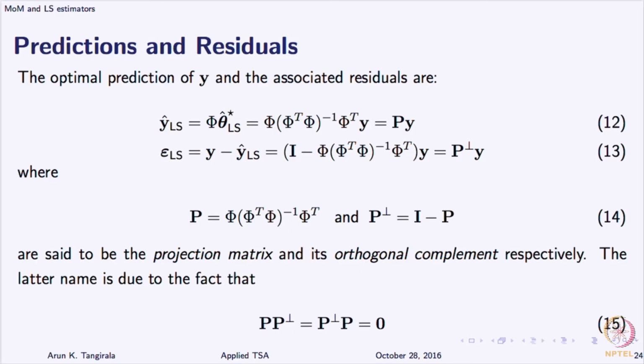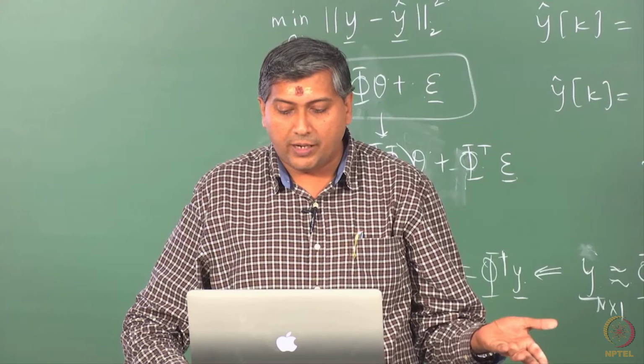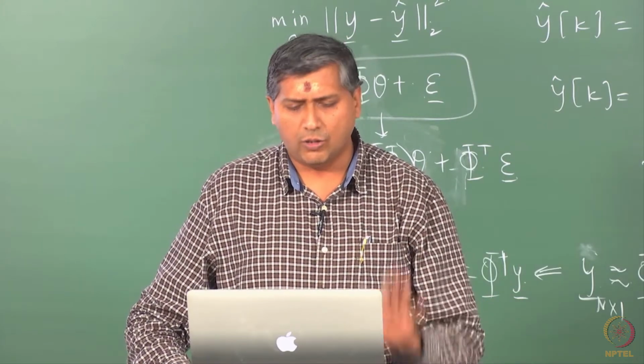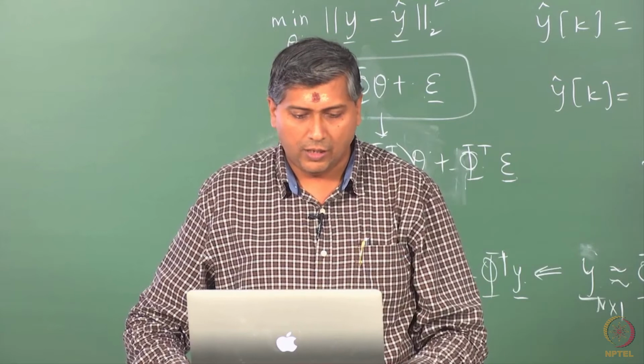These equations that you are seeing are being provided for two reasons. One is to compute the predictions given a set of observations, and the other one is of course computing the residuals, and to reaffirm the fact that epsilons are indeed orthogonal to the regressors. That is all. This P is called a projection matrix and P perpendicular is simply the orthogonal complement. Anyway, this is just for information.